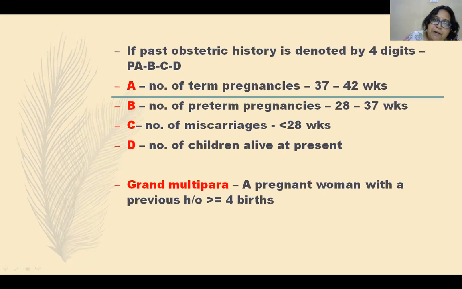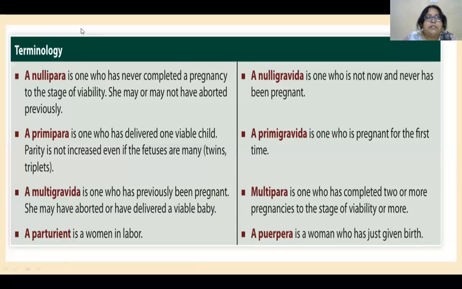And who is a grand multipara? Grand multipara is any pregnant woman with previous history of greater than or equal to 4 births is considered as a grand multipara. And what is the importance of grand multipara? They are mostly associated with some obstetric complications which have to be taken care of. So this is the terminology.